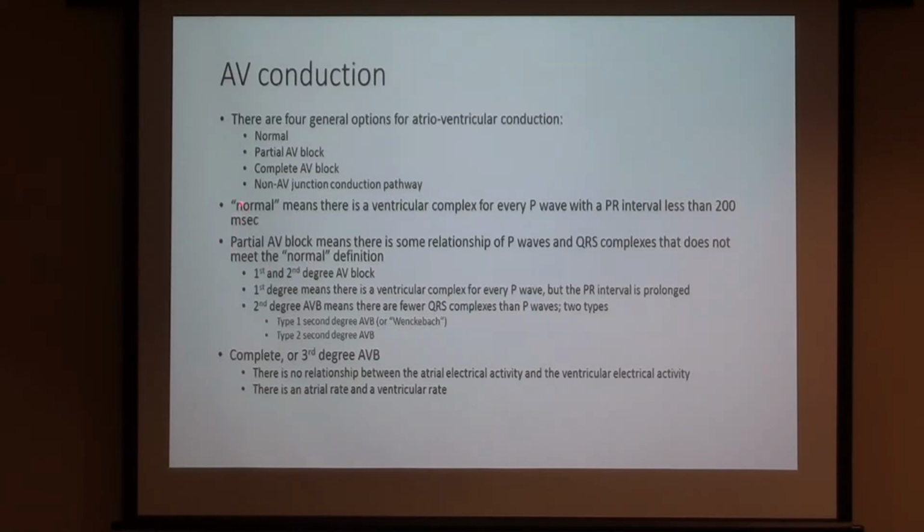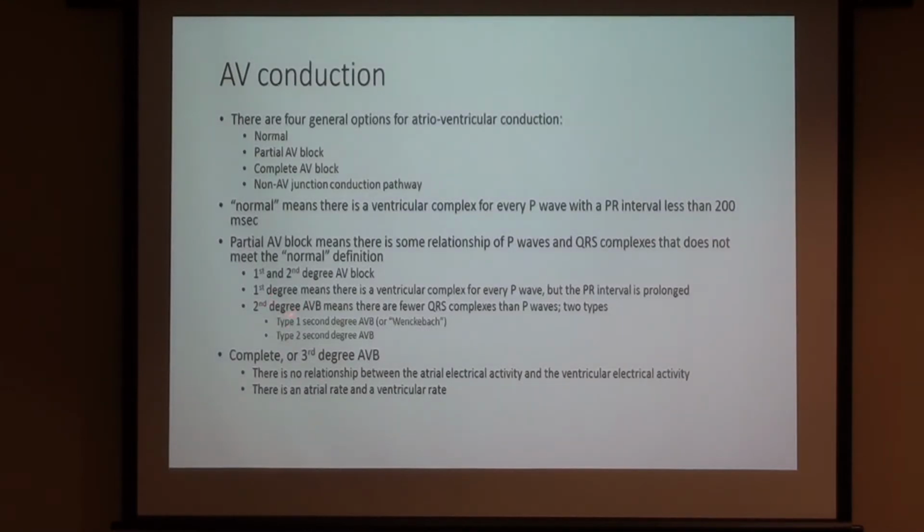So if it's not this, it's got to be this, or it's got to be block of some kind. So to start with, first and second degree AV blocks. First degree AV block means that there is a QRS complex after every P wave, but the PR interval is longer than one big box. Pretty easy, right? Not hard.